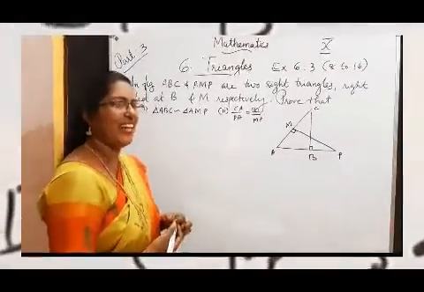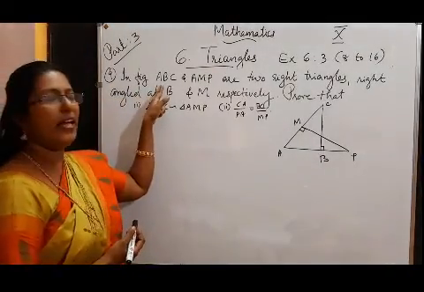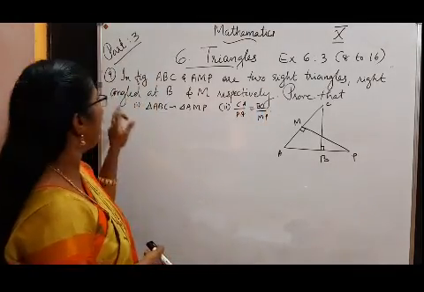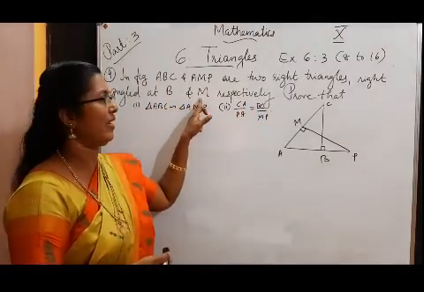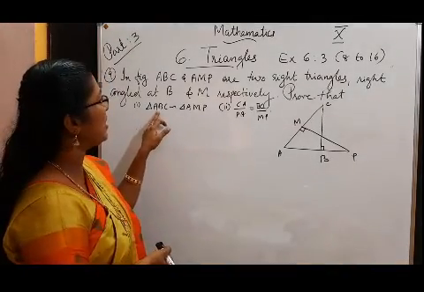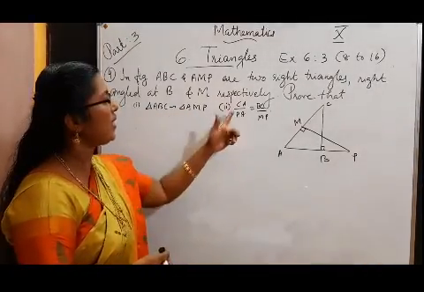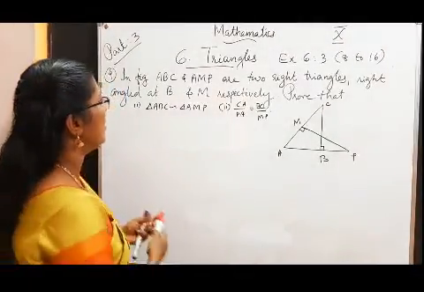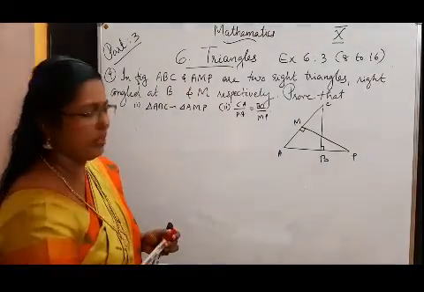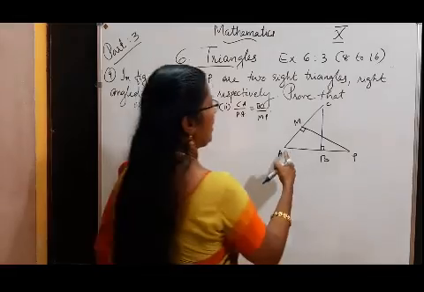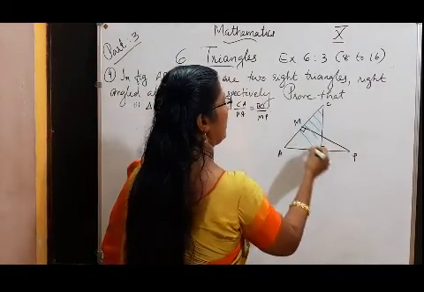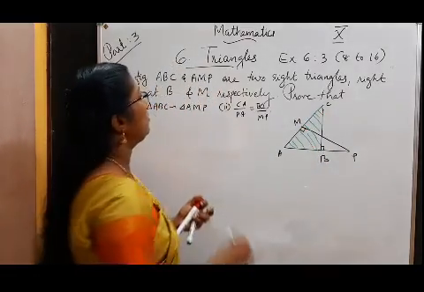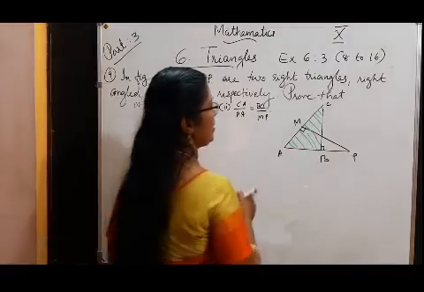Next question, question number 9. In the figure, ABC and AMP are two right triangles, right angled at B and M respectively. Prove that triangle ABC is similar to triangle AMP and CA by PA equals BC by MP. Here the triangles ABC and AMP are given. This is ABC and this is AMP.